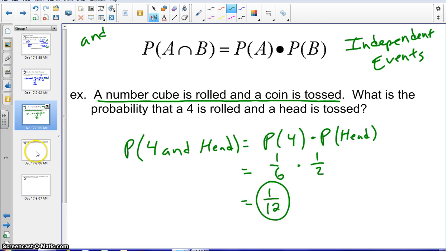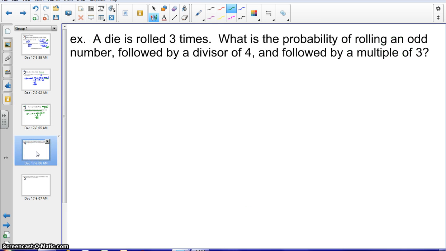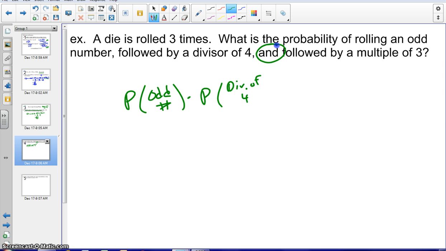Let's try a couple more examples here. A die is rolled 3 times. What is the probability of rolling an odd number followed by a divisor of 4 and followed by a multiple of 3? So I'm going to circle that AND. Therefore, we are going to have an intersection problem. So we will need to multiply the probabilities of the events. So the first one will be the probability of rolling an odd number times the probability of rolling a divisor of 4 times the probability of rolling a multiple of 3.